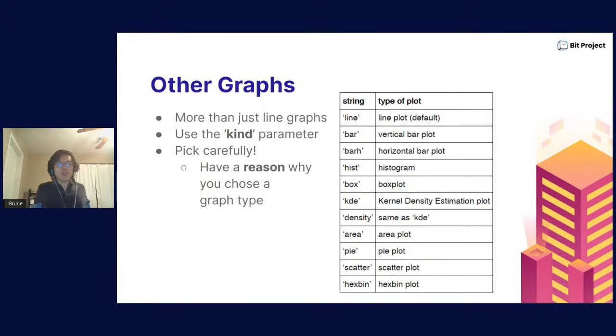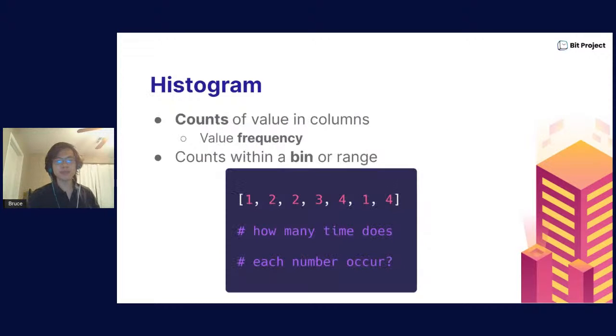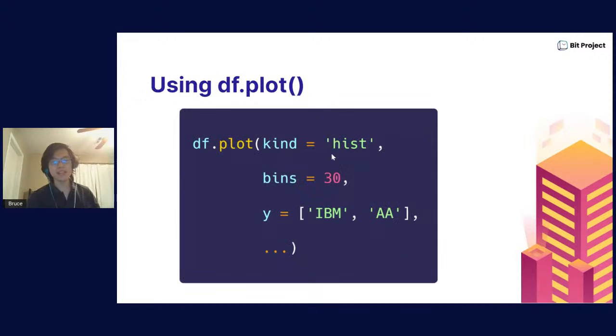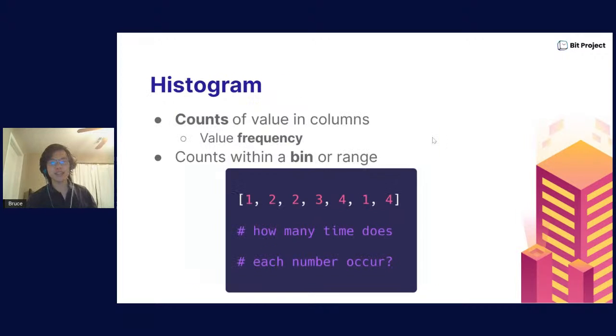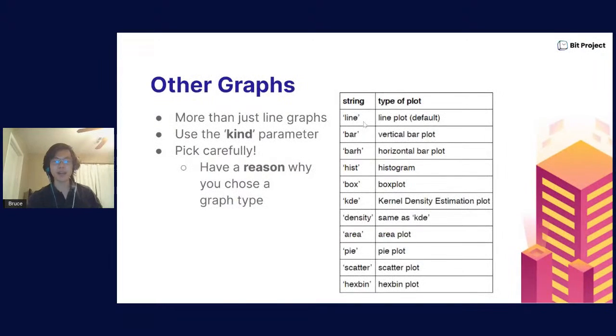So how do you plot a different kind of graph? The way that you do it is that you use the kind parameter in bf.plot. So you'll notice right here, bf.plot, and then you pass in kind is equal to, and then some string. And whatever string that you pass in is associated with the type of plot that you're making.